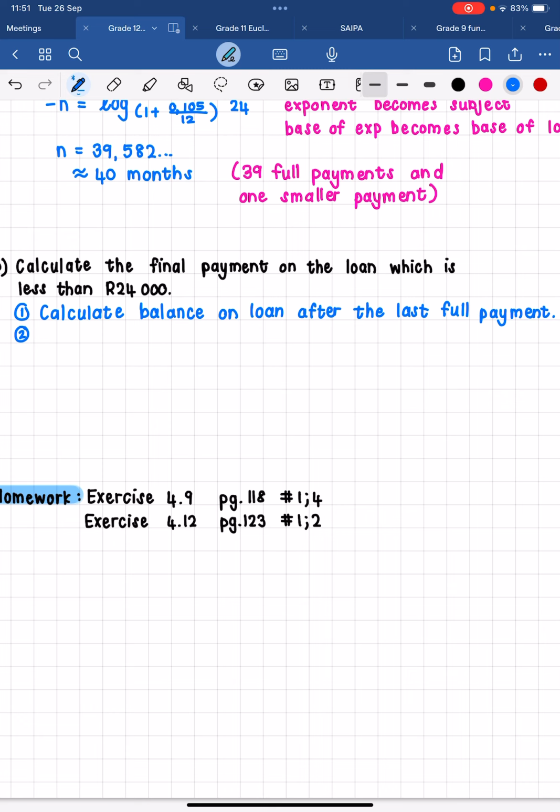Okay, so we're going to find the balance. That's what we owe directly after the 39th payment was made. But the 40th payment is only made in a month's time. So in that month, we're still going to have to pay some interest. Okay, so then we're going to add 1 month's interest to the balance. And for this, we are going to use the normal compound interest formula. So there's A equals P bracket 1 plus i to the power of n.